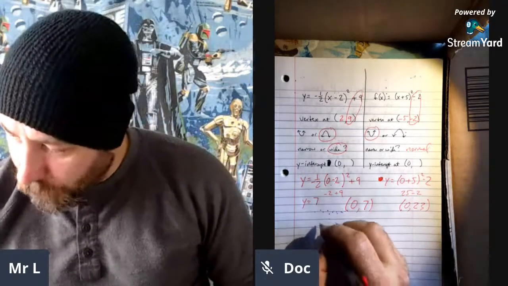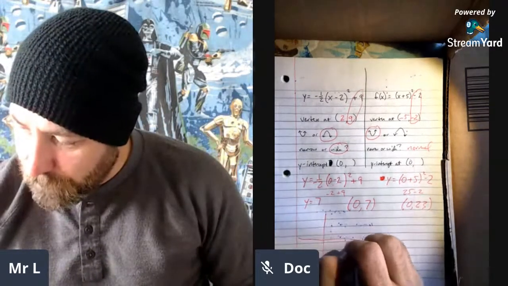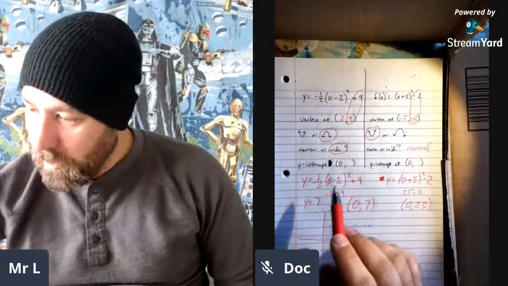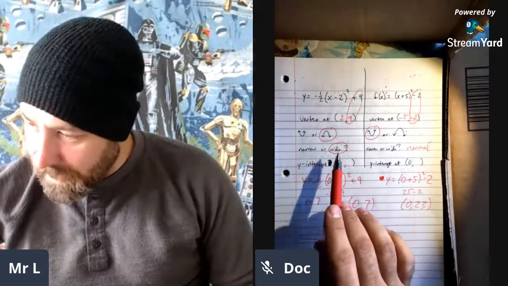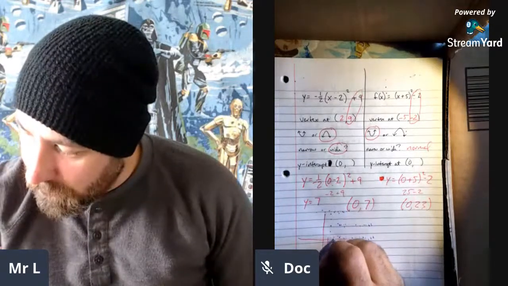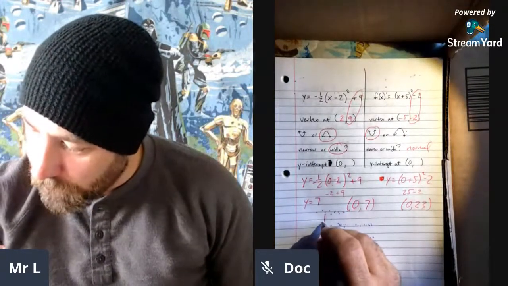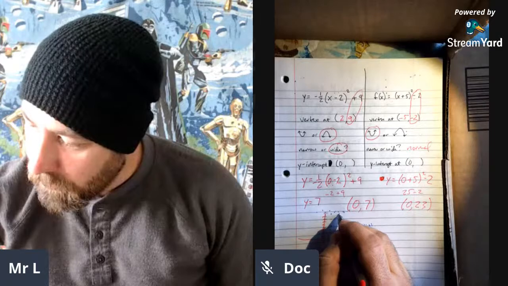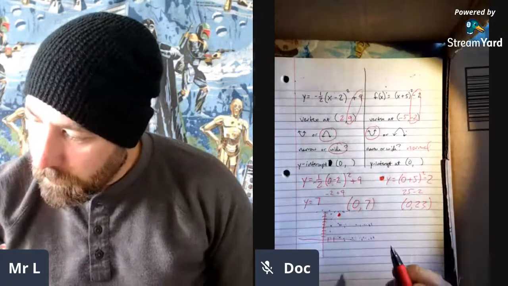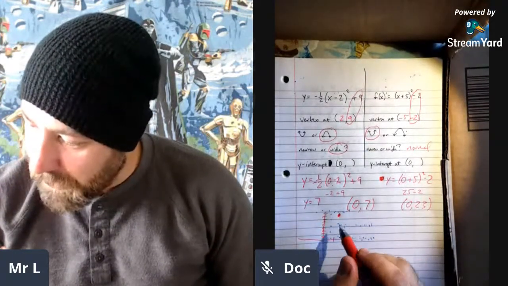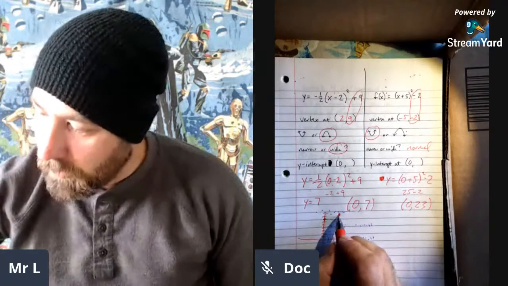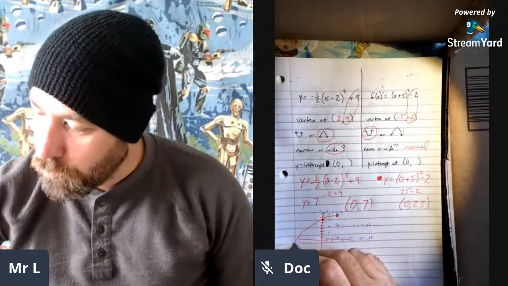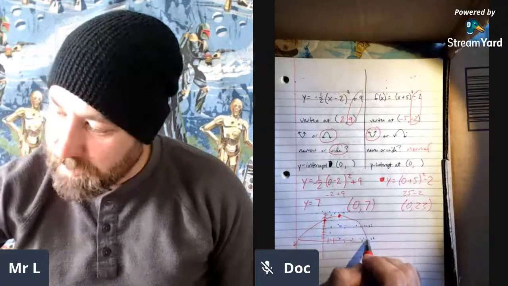So for these equations here, if we were just to graph what we know, for the first one, we know it opens downward, has a vertex at (2, 9), and has a y-intercept at (0, 7). All right. We can sketch something like this.